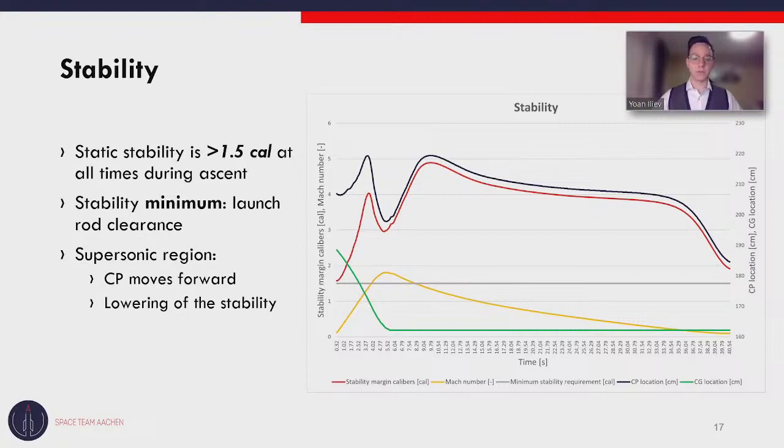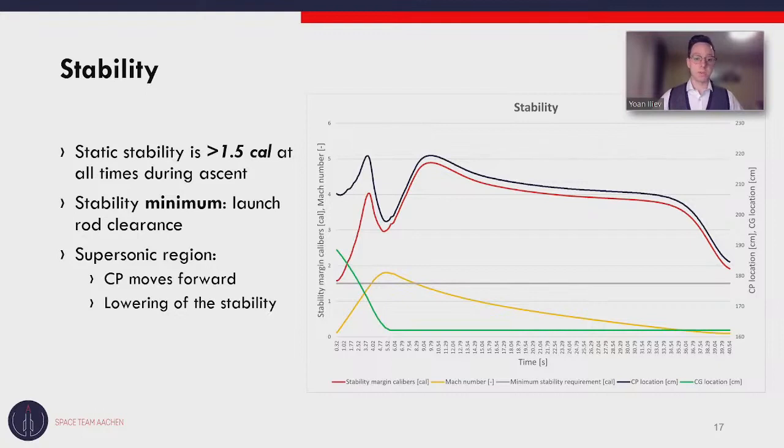Another very, very important task of the simulations team was to determine the stability and make sure it complies with the requirements given by the organizer and by the team itself. So the red curve here you see is the stability of the rocket. What is important to note, it depends on the center of pressure and on the center of gravity, as Toby explained, and the center of pressure itself depends also on the Mach number, on the velocity of the rocket.